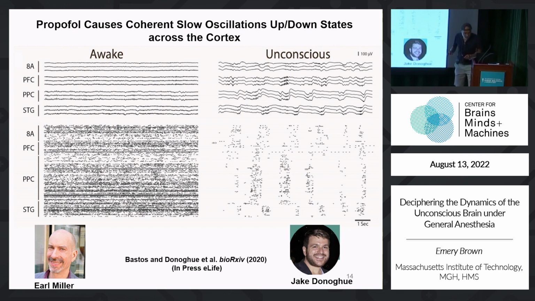This is work which we've just published. It actually was published last year in eLife. This is Earl Miller, my colleague at MIT, and also Jake Donahue, who's an MD PhD student. This is from his PhD thesis. So here's the animal awake. This is a non-human primate. So 4 areas. These are frontal areas, 8A, the frontal eye fields, PFC, prefrontal cortex, posterior parietal cortex, and the superior temporal gyrus.